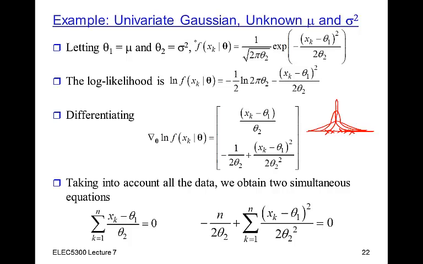And then I'm going to write the likelihood, and then take the log likelihood. And so I get minus 1/2, because I have the square root, times the log of whatever's inside here. So log 2 pi sigma squared, where sigma squared is just theta 2, where theta 2 is just sigma squared.